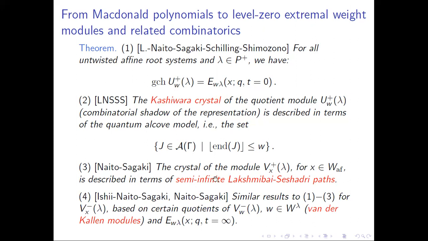And then we have analogous results to all of these for the opposite Demazure modules, for the ones indexed by minus. So here, there are also some finite dimensional quotients called van der Kallen modules defined by Naito-Sagaki. And the relevant specialization of Macdonald polynomials is the one for t equals infinity. So for the opposite Demazure modules, you need t equals infinity. And all of these results have analogs.